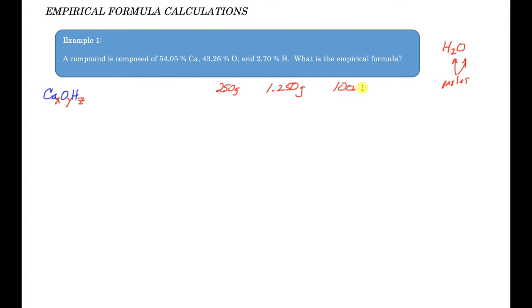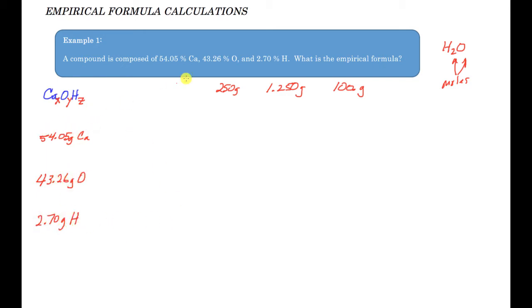Because if I pick 100 grams of this compound and I take 54.05% of it, the mass of the calcium is going to be 54.05 grams of calcium, right? Because that would be the percentage. And then I can do the same thing for the oxygen and for the hydrogen.